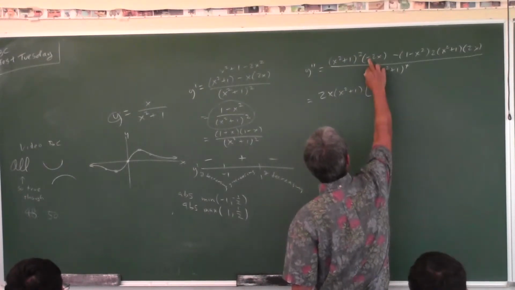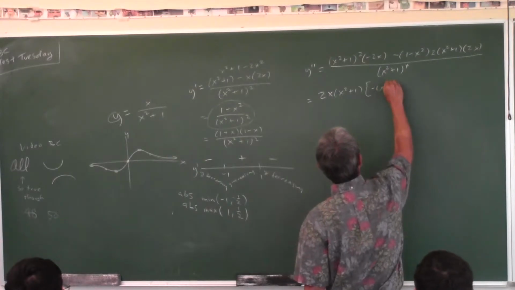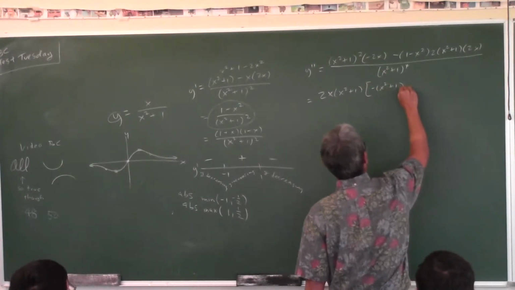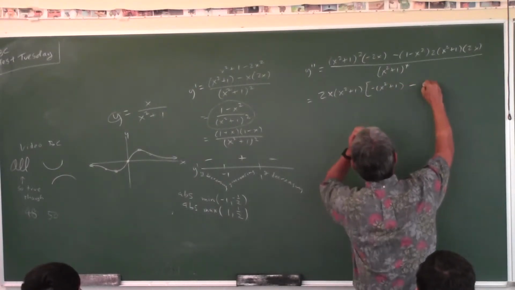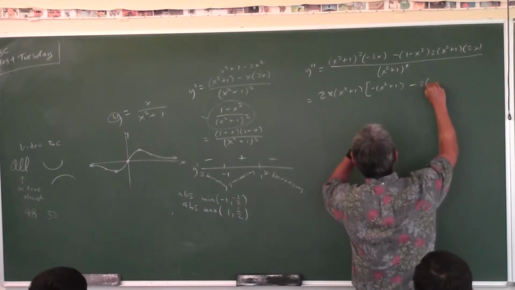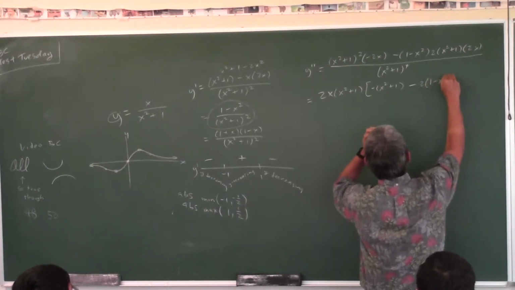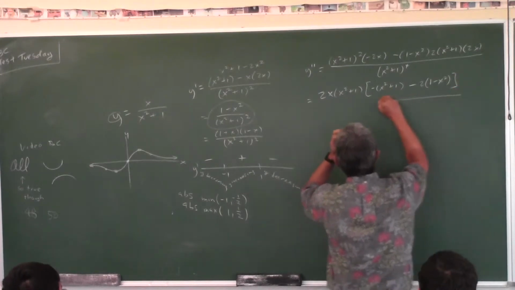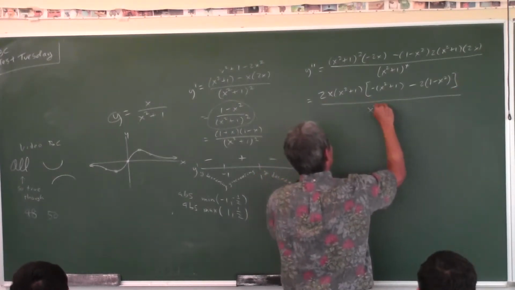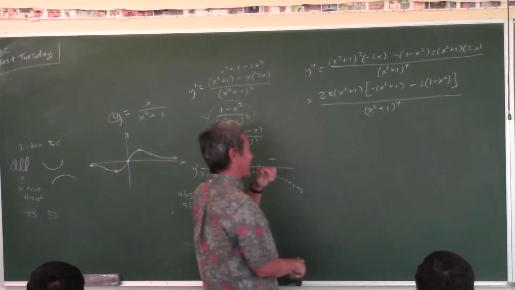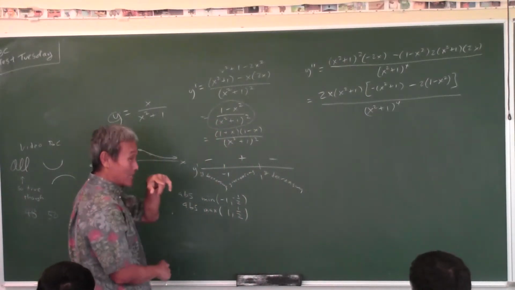x squared plus 1 plus minus 2 times 1 minus x squared, all over the denominator squared we go. Did I do that correctly? Yes. You guys gotta do it correctly.